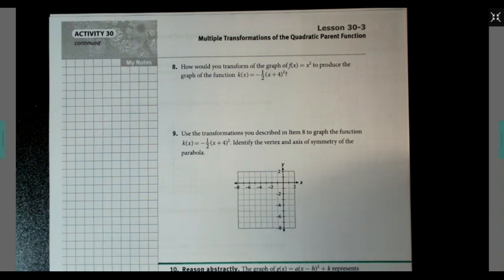Questions 8 and 9. How would you transform the graph of f of x equals x squared to produce the graph of the function k of x equals negative 1/2 parentheses x plus 4 to the second power?